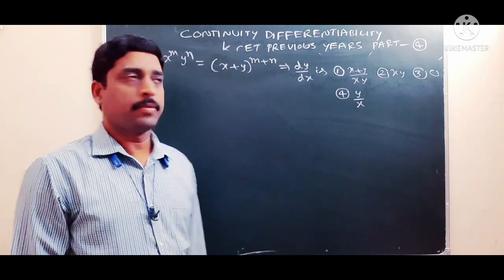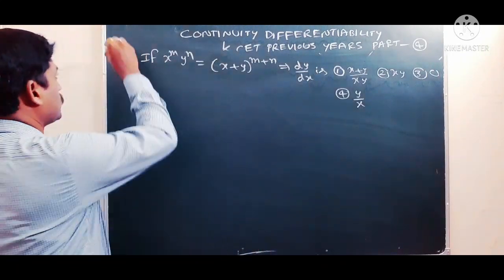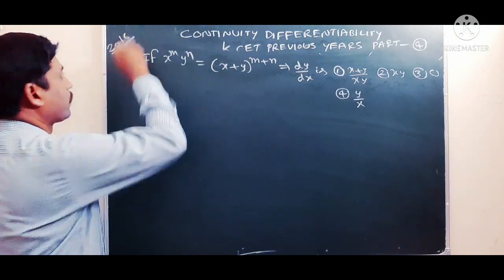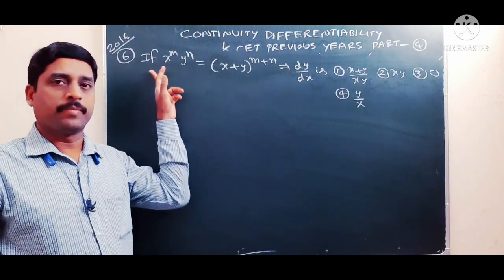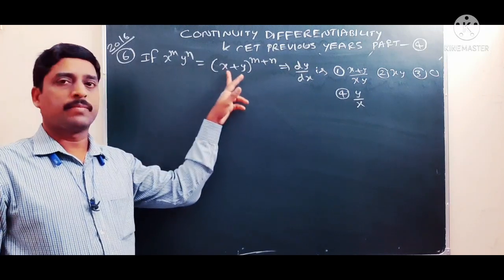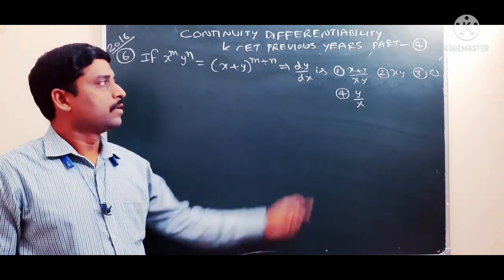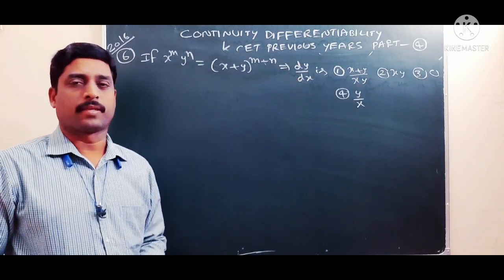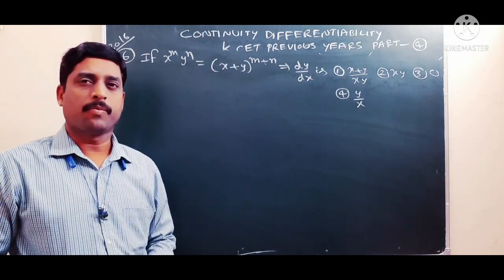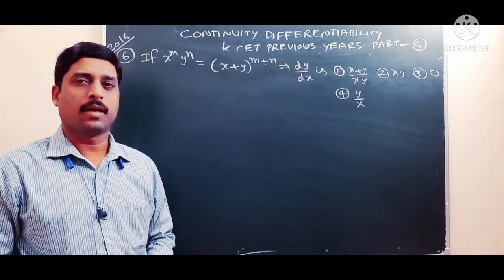Let us go to the next problem. This is from a 2016 question. x to the power m, y to the power n is equal to (x plus y) to the power m plus n. We have to find dy by dx. Okay, for this type of problem we should take the logarithm on both sides.